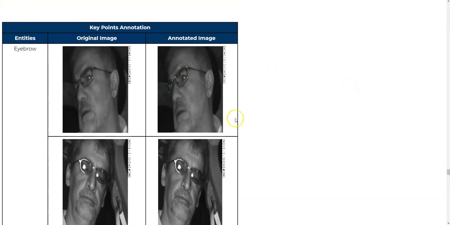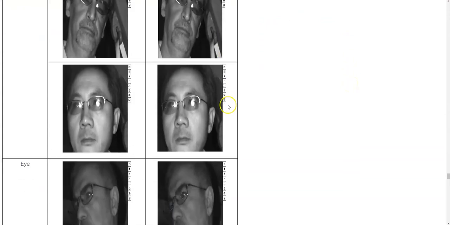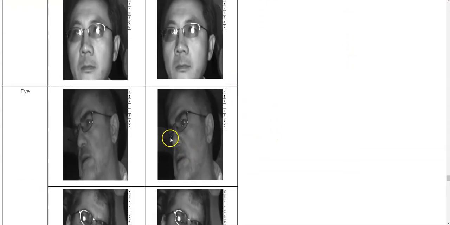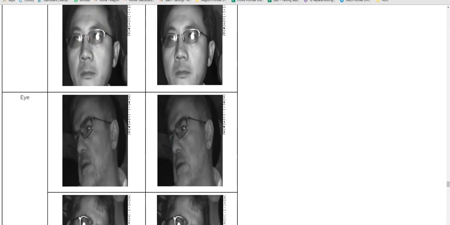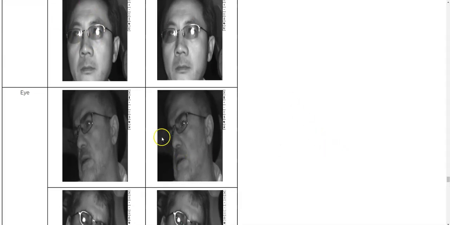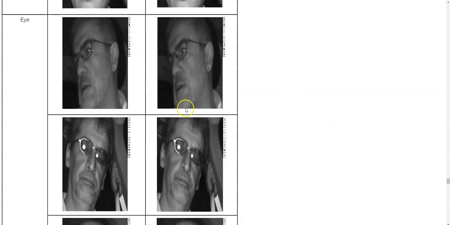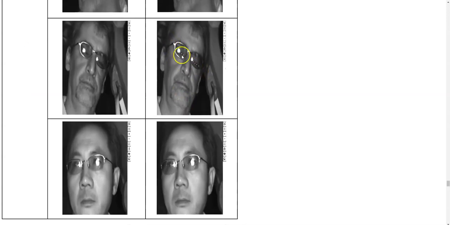So here are some examples of the annotation. You can see this eye is not really visible, but the best estimation is done and annotated accordingly. You can see in the picture. This is closed eye annotation.